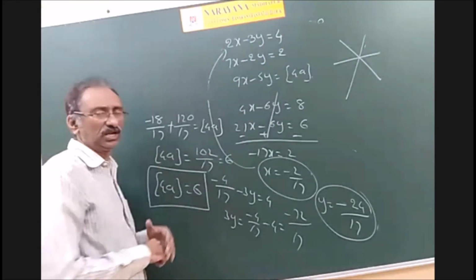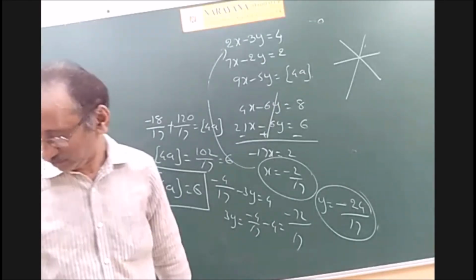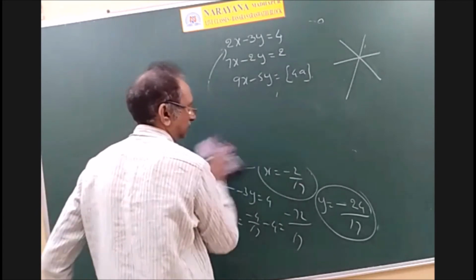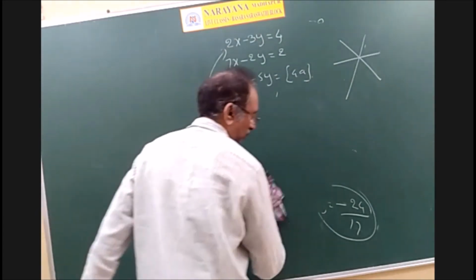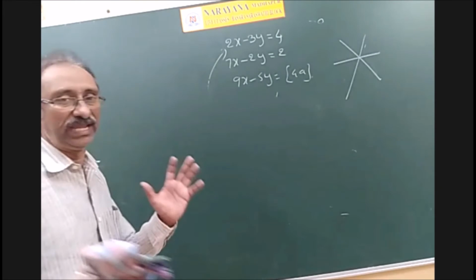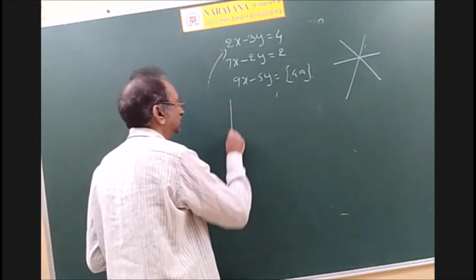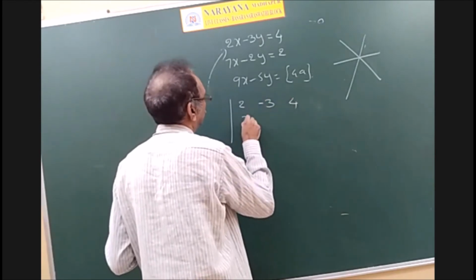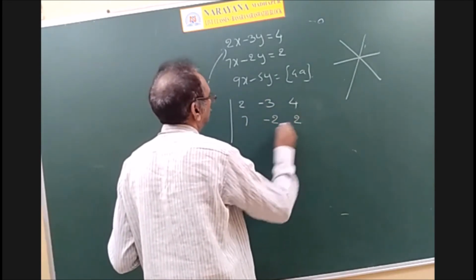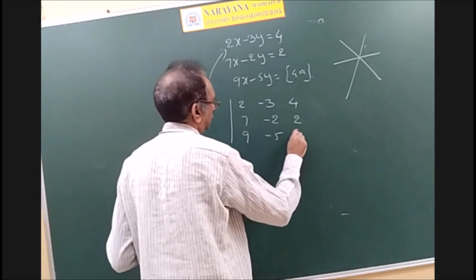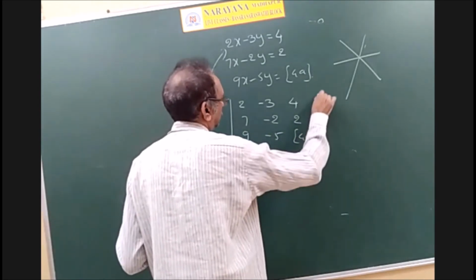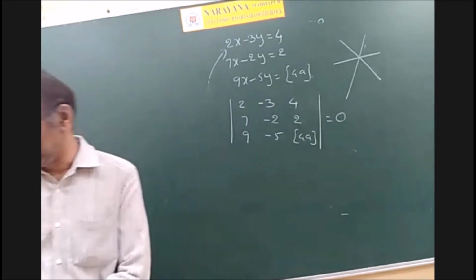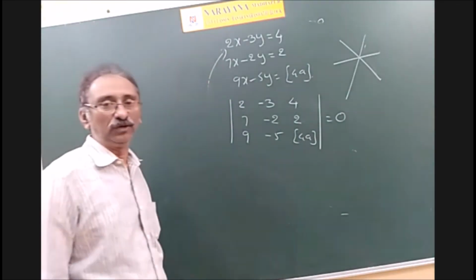So you will get the required value of k, a like that. So this is one method. But what we have done is, without doing this, simply we have taken the determinant. So what is the determinant? 2, minus 3, 4. 7, minus 2, 2. 9, minus 5, integral part of 4a. So if at all the three equations are consistent, this determinant must be equal to 0.